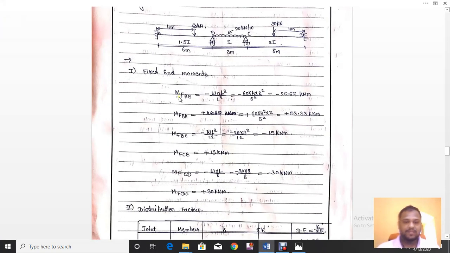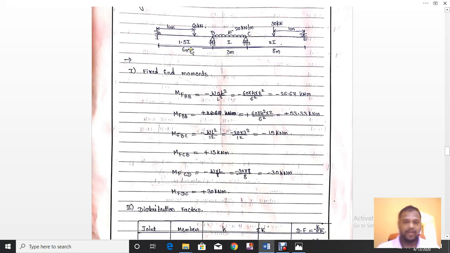Fixed end moment MFAB, from A to B, it is minus WAB square divided by L square. I have calculated it like this: it is minus 26.67. Next you can see MFBA. From B to A it is plus, and I have calculated it like this: 60 into 4 square into 2 divided by 6 square.